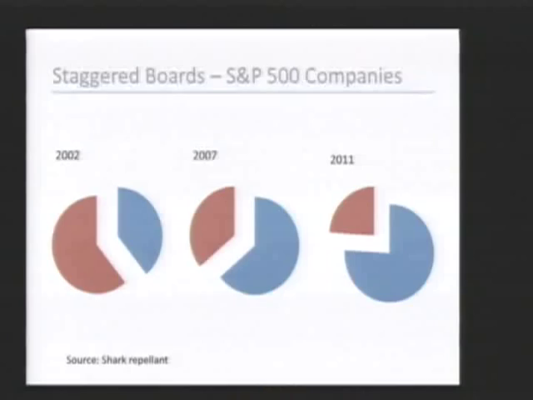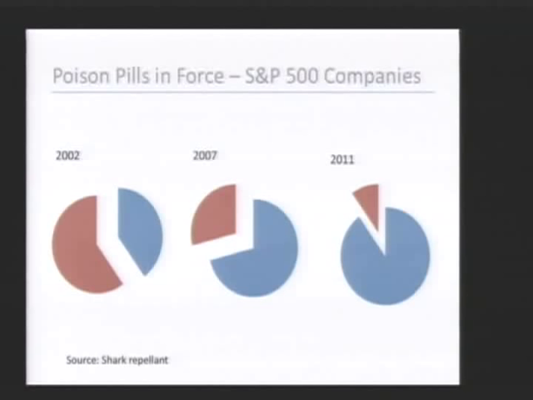And the next few slides just sort of tell the story on their own. Staggered boards at S&P 500 companies, that means directors elected in three classes over a period of 3 years as opposed to every director standing for election every year, totally transformed. Poison pills in the S&P 500, huge number of poison pills. When we entered the 2000s, today, very, very few companies with poison pills left.